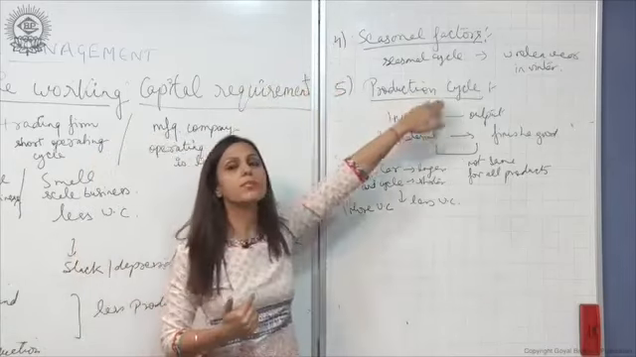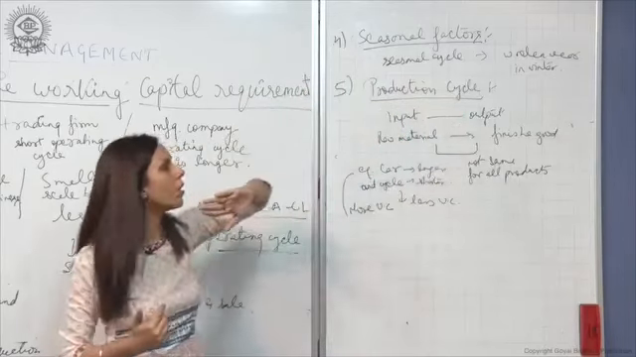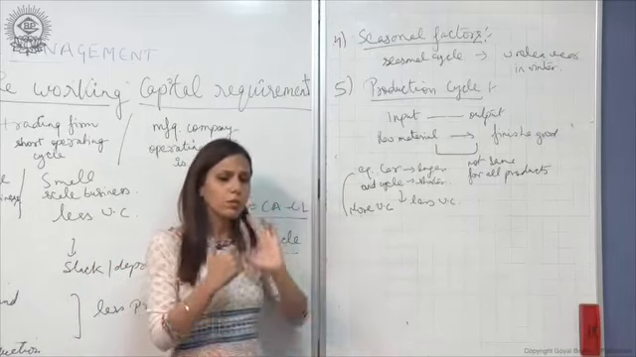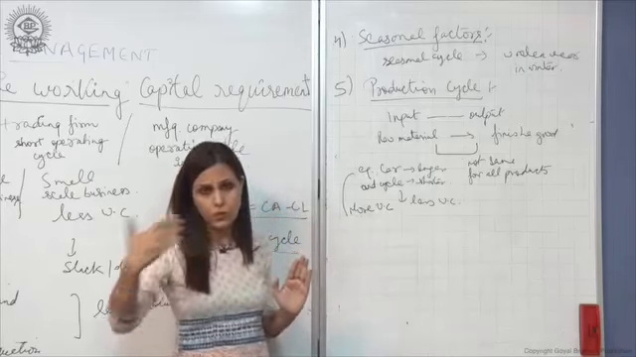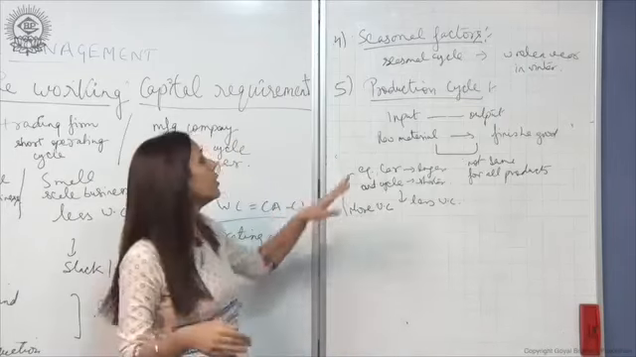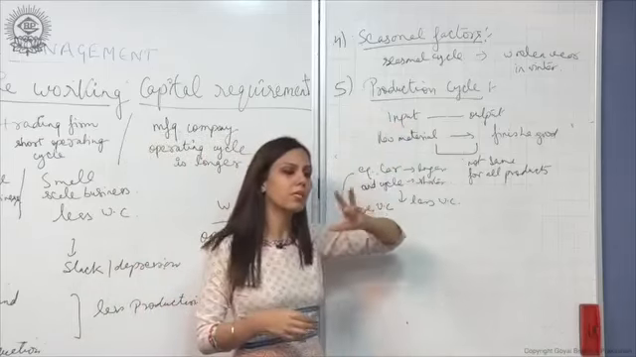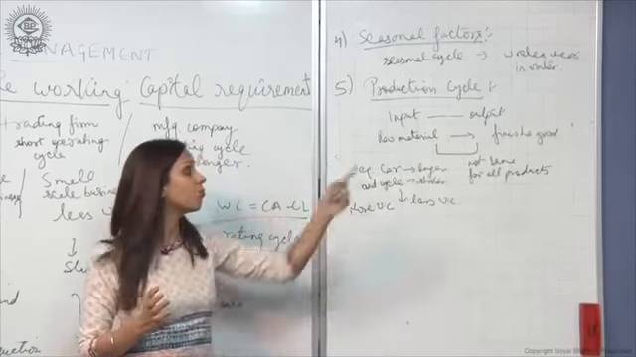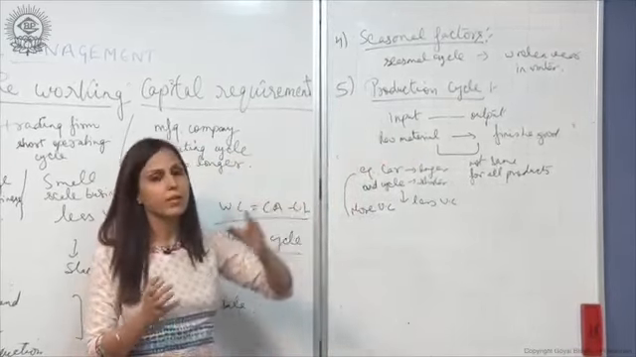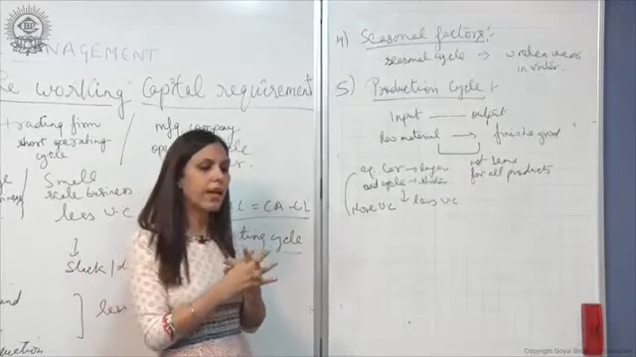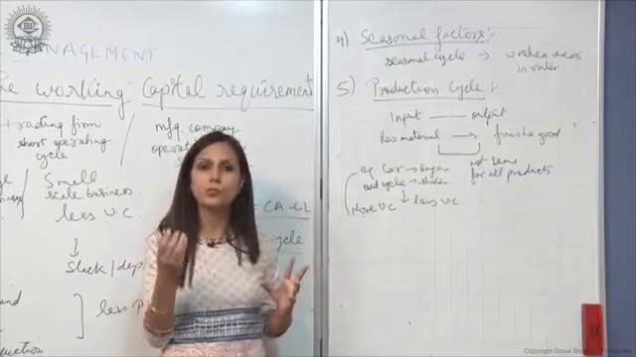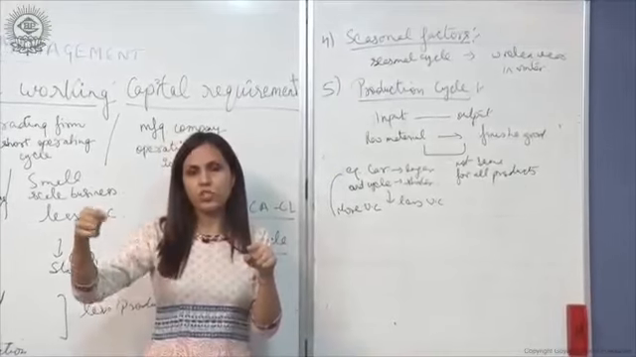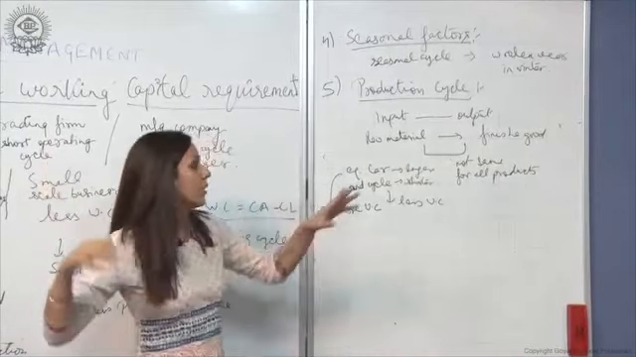Fifth one is production cycle. Now comes the production cycle. Every product undergoes various production processes, various production phases. So production is basically what? Production is converting input into output, converting raw material into finished good or finished product. That is called production. So you will see that every product, before becoming a finished product, has various stages which it has to pass through.